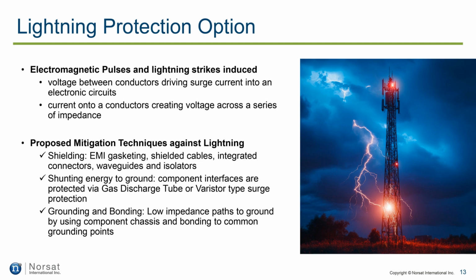Finally, the lightning protection option is crucial for safeguarding your system against electromagnetic pulses and lightning strikes. Mitigation techniques include shielding, shunting energy to ground, and proper grounding and bonding. These measures ensure that your system remains operational even in harsh environmental conditions.